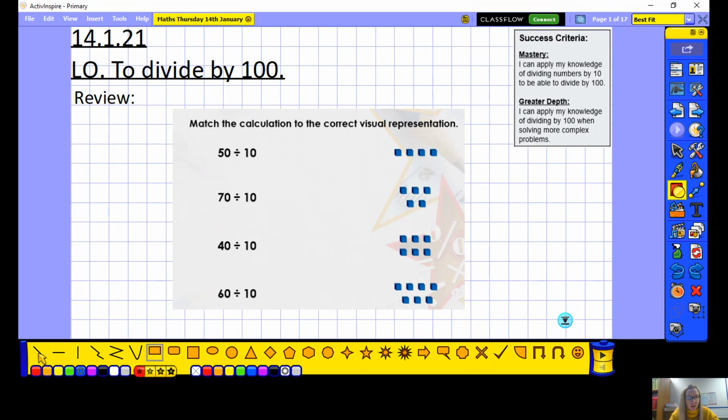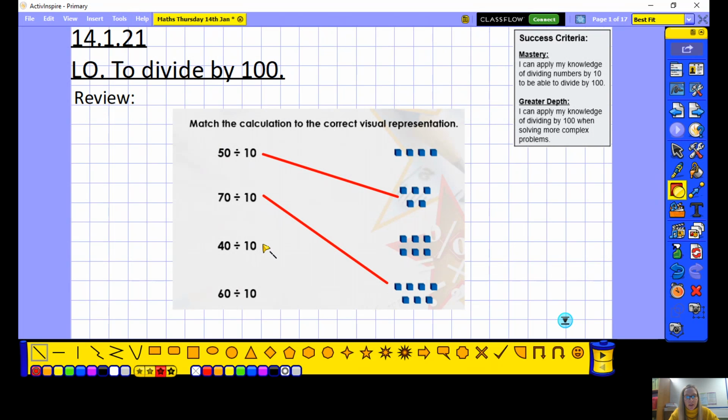Okay, let's have a look at those answers. So the first one, 50 divided by 10, the answer would have been 5. So you should have matched up the answer there with number 5. So well done if you got that correct, because 5 groups of 10 is equal to 50. The next calculation, 70 divided by 10, the answer would have been 7. So 7 groups of 10 equals 70. 70 divided by 10 equals 7.